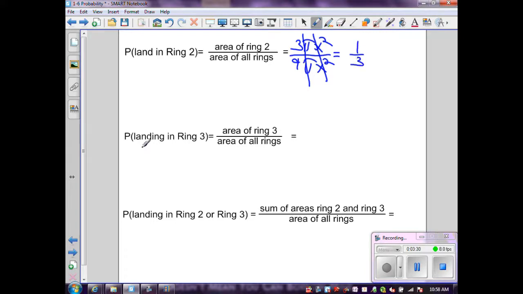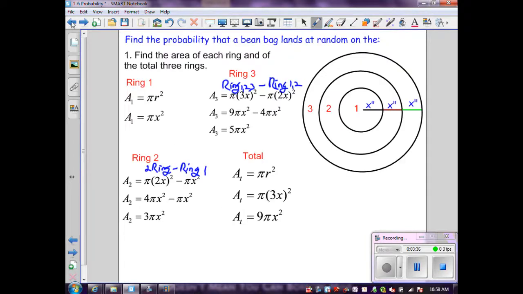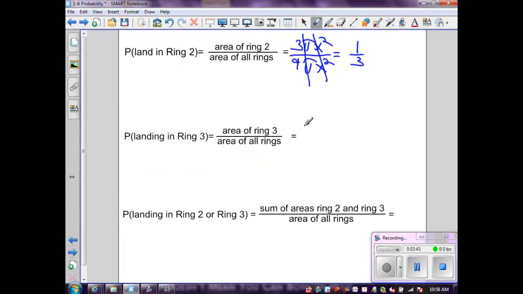which is the probability of landing in ring 2. What is the probability of landing in ring 3? I need the area of ring 3 and the area of all the rings together. The area of ring 3 is 5 pi x squared. Substituting 5 pi x squared over the total, which is 9 pi x squared. That gives me, when the pi's and the x squareds cancel, a probability of 5 to 9.